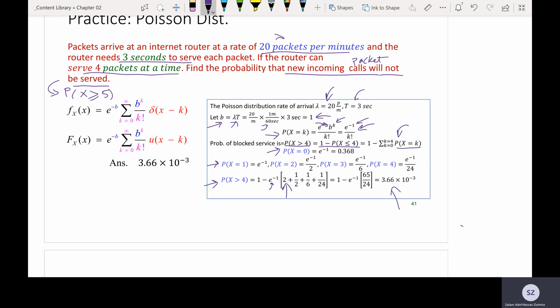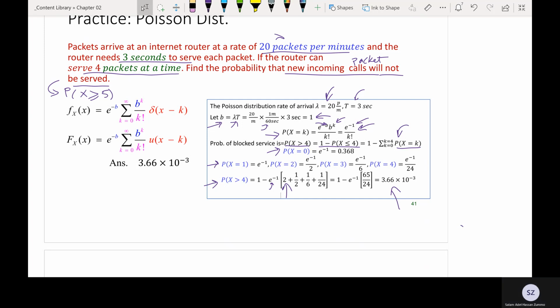Because this is 1 minus the probability that x is less than or equal to 4. What is the probability that x is less than or equal to 4? It's either the probability that x equals 0 or 1 or 2 or 3 or 4. They are mutually exclusive, so you add. You cannot have x equals 0 and 1 at the same time. Other questions, sir?